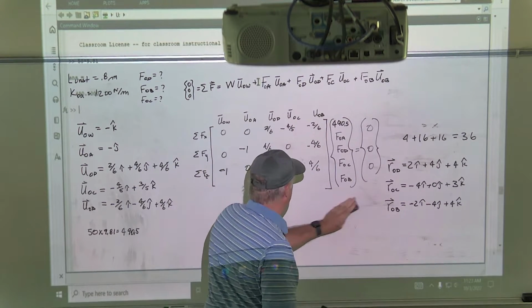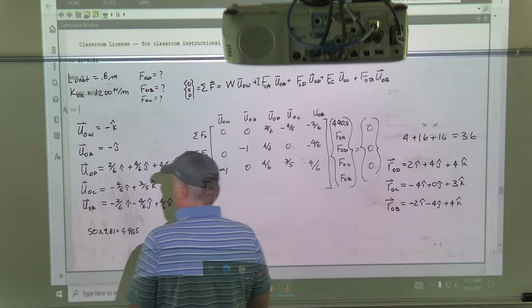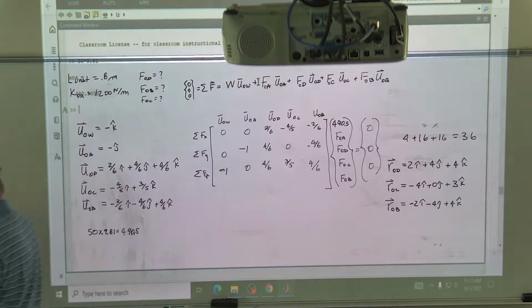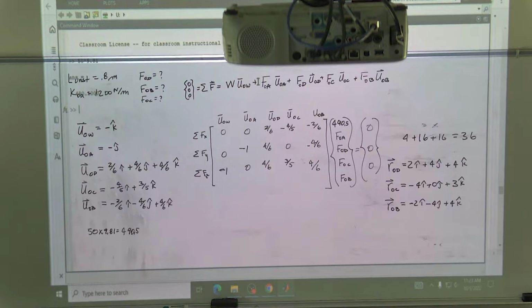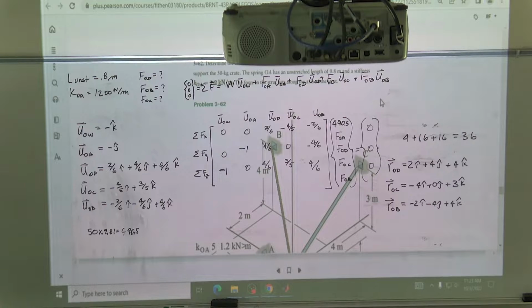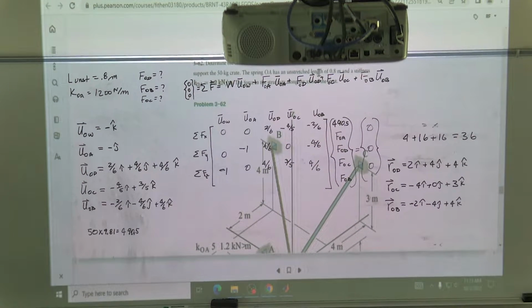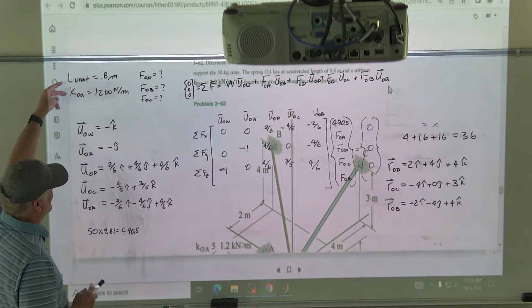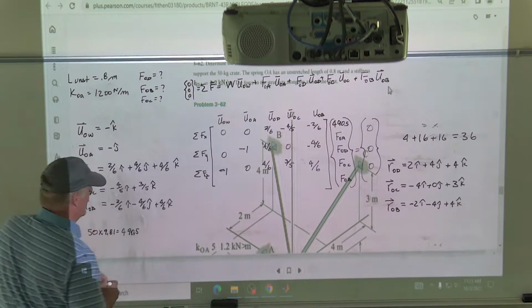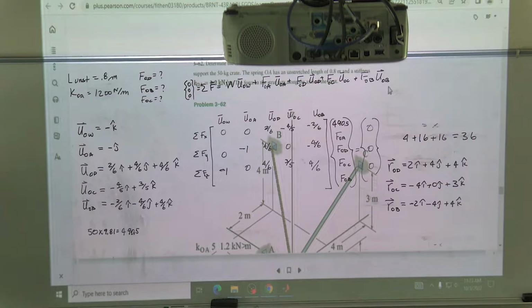The next one, he's told me, and I didn't look at the geometry, so now I'm going to go back and look at the geometry. The geometry is such, okay, the unstretched length is 0.8. The unstring has an unstretched length of 0.8 and a stiffness of that. Okay, I got both of those, sorry. So let's look at the geometry. The unstretched length.